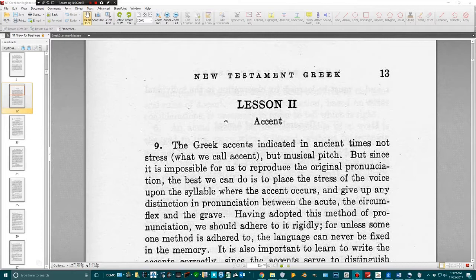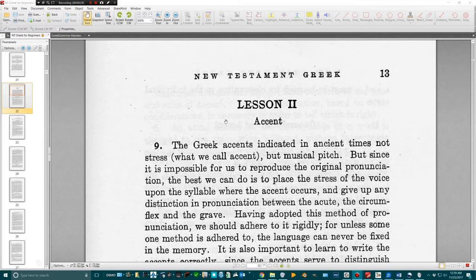Welcome to Lesson 2. By now, you should have mastered the material of the previous lesson. That's the Greek alphabet. Also, you should have a very good understanding of the Greek vowels as well as the diphthongs. If you have not mastered them yet, please do not go any further. Stop this lesson, go back, study some more.